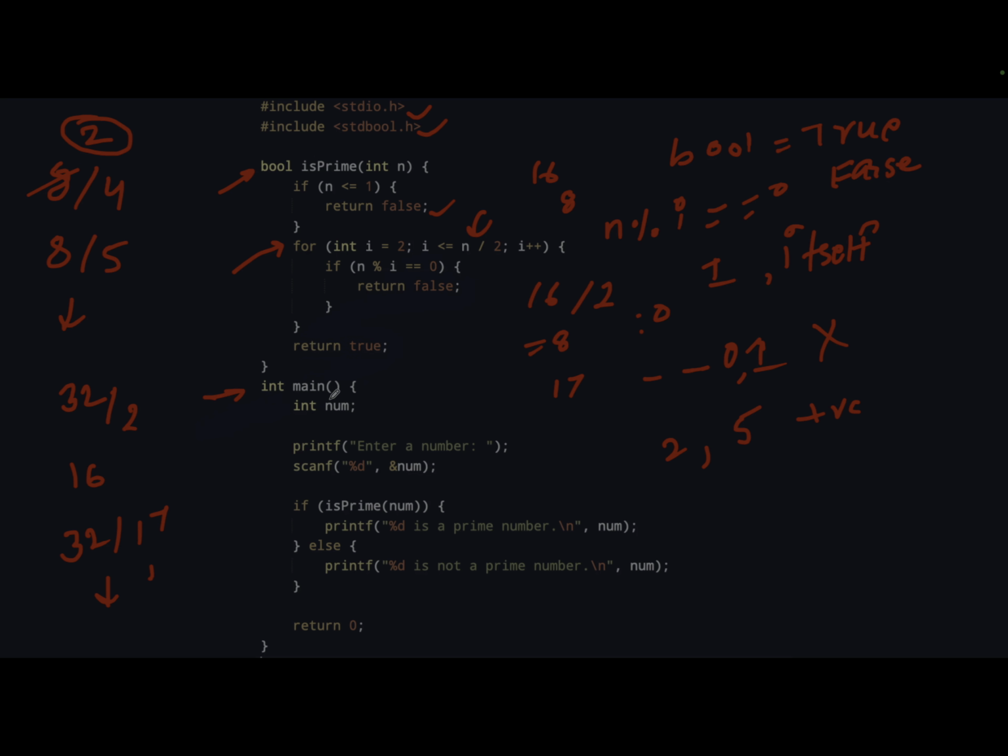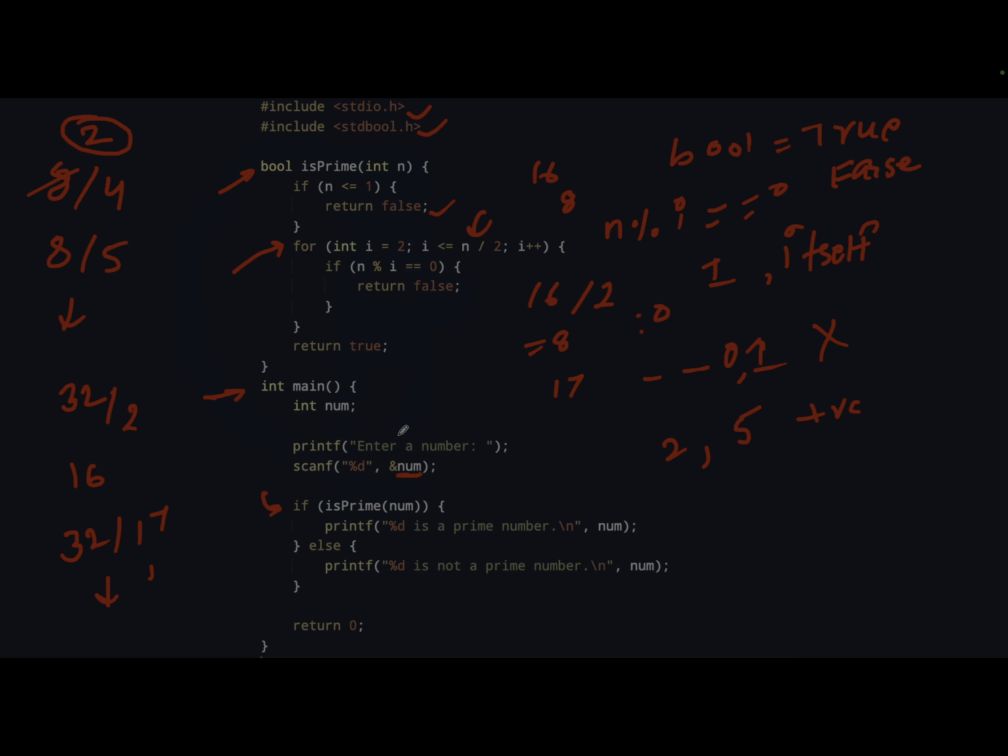Now let's come to the main program. Int num, printf enter number, scanf number. Now this is asking the user for a number that will be entered and stored inside the num variable. Now what we are doing is, if isPrime(num), in the isPrime function we are passing the num variable as a parameter. Then it will go over to isPrime, where it will get a number. Now what is it returning? Either a true value or a false value, right?